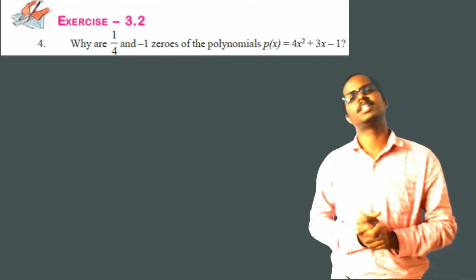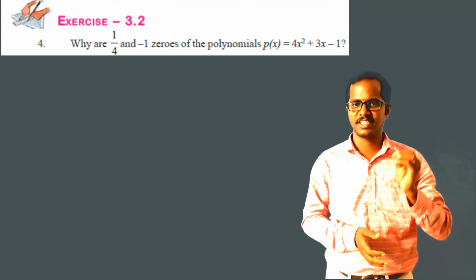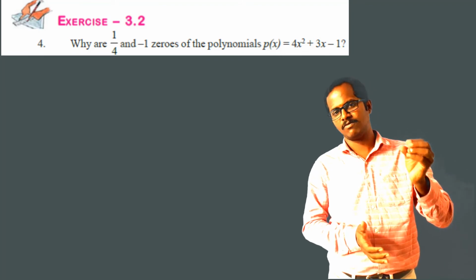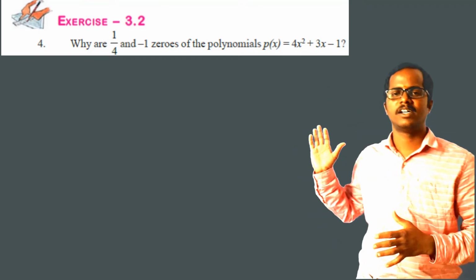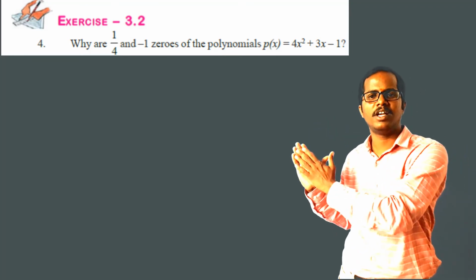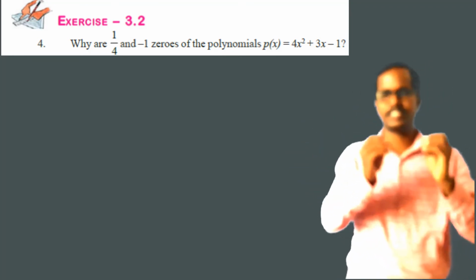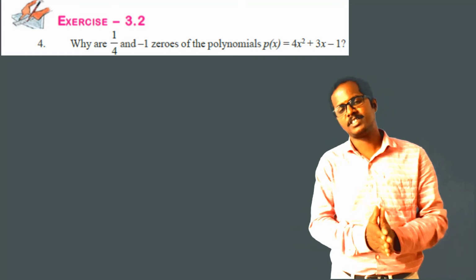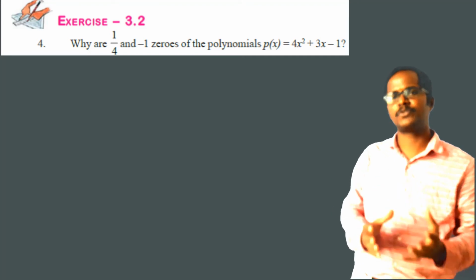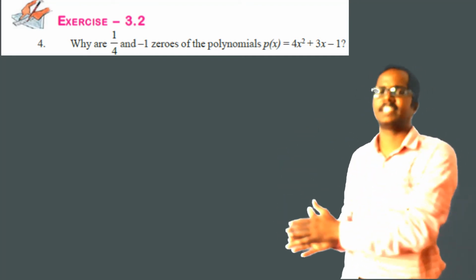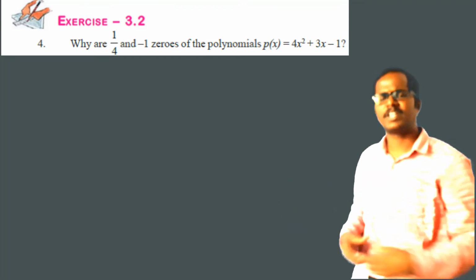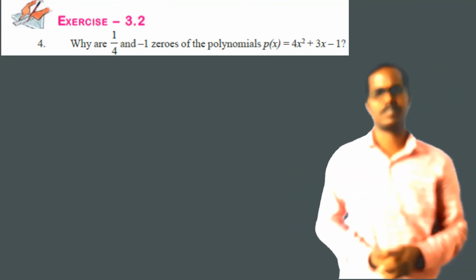To say this, first we have to know the concept of the zeros of a polynomial, and we all know very well that a zero of a polynomial is nothing but the value of the variable presented in the polynomial, and when this value is substituted in the polynomial, it makes the total polynomial value 0. So that means if we substitute the given values 1 by 4 and minus 1 in the place of the variable x, and they make the polynomial value 0, then we can say they are the zeros of the polynomial.